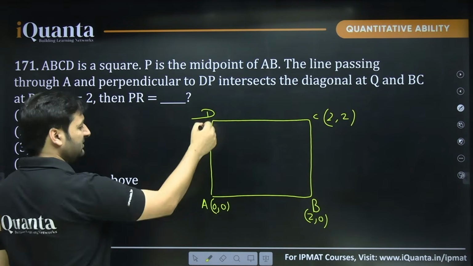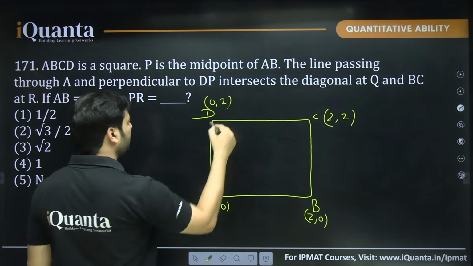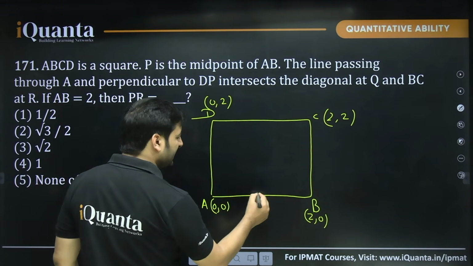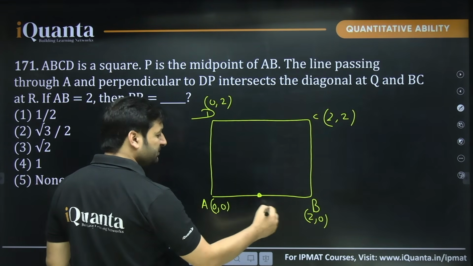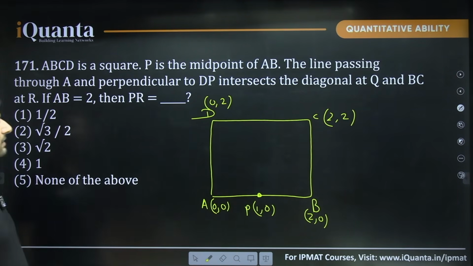And what will be this? At this point x will be 0 only, but y will be 2, so 0, 2. These are the coordinates of my square. Now let us do it. P is the midpoint of AB. If P is the midpoint of AB, it is exactly between these coordinates. So what is between these coordinates? 1, 0. So this is P, right?